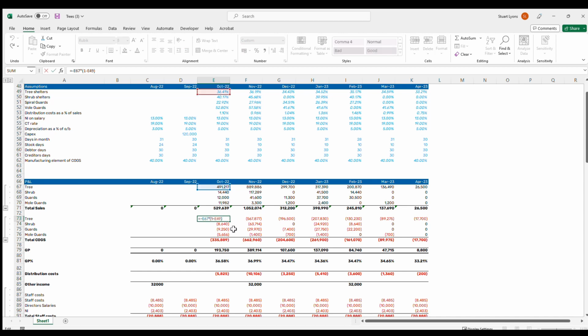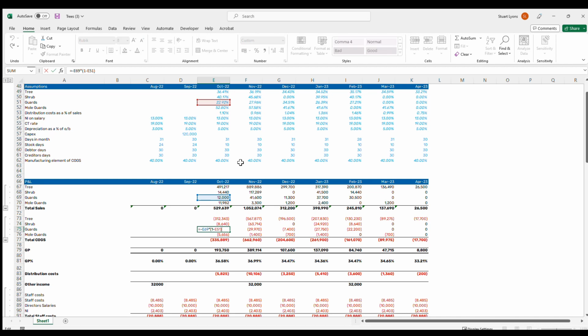And what this formula is actually saying is, you can see here in my assumptions, I've got a GP percentage saying that I am going to make 36.41% on every single tree shelter that I sell, and that's your margin. And I like to do my models like this. I like to say I want to make 20% margin on this product, I want to make 10% margin on X product, and so on. And this is what that formula is doing. It's saying for the 491k sales, my cost of sales is going to be 1 minus 36.41% to give me that.